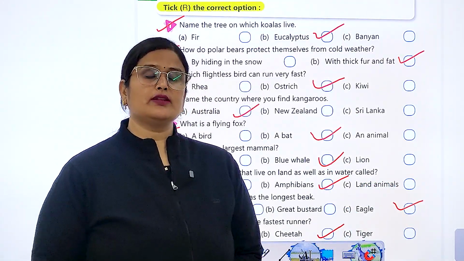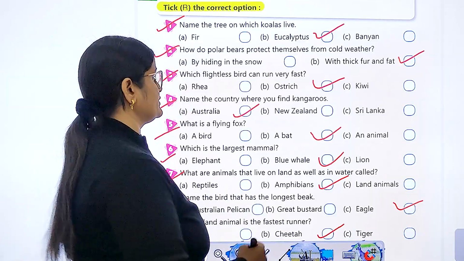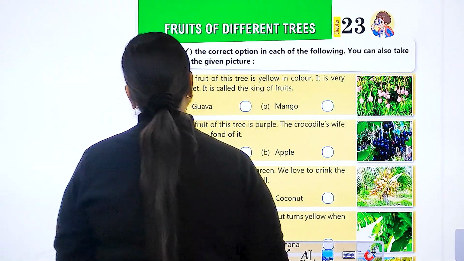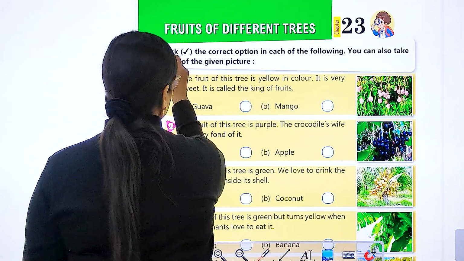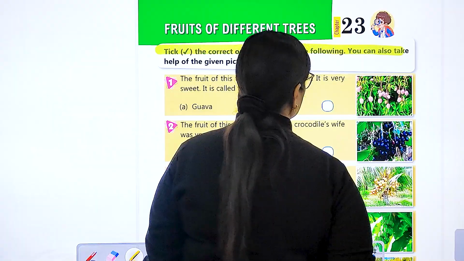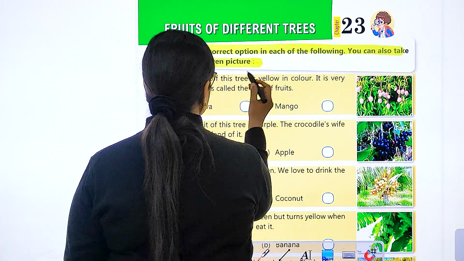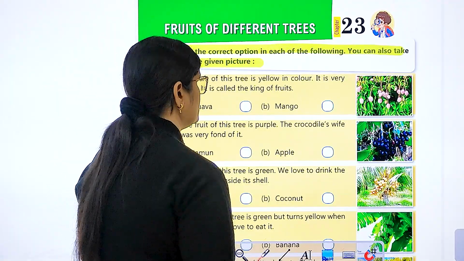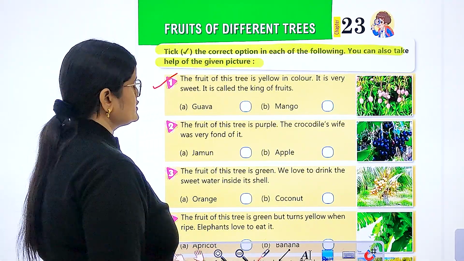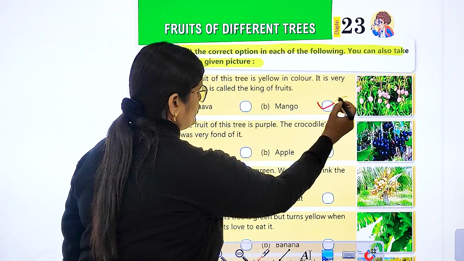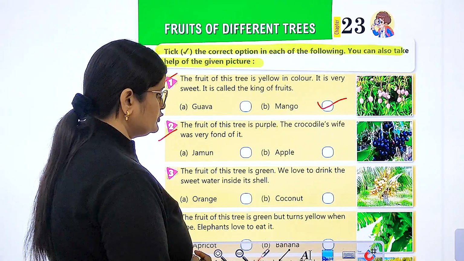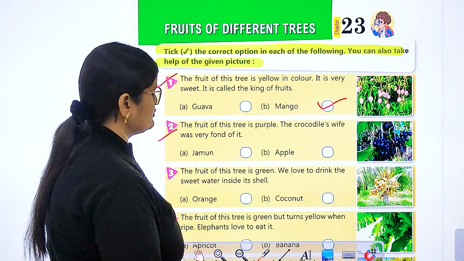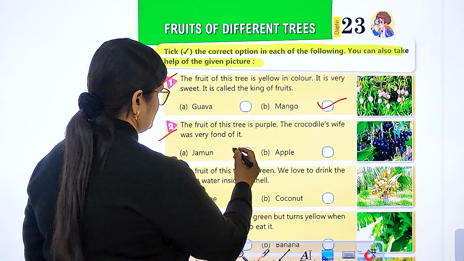Now let's begin the next chapter, chapter number 23. Fruits of Different Trees. Tick the correct option in each of the following. You can also take help of the given picture. The fruit of this tree is yellow in color. It is very sweet. It is called the king of fruits, mango. The fruit of this tree is purple. The crocodile's wife was very fond of it. Jamun.